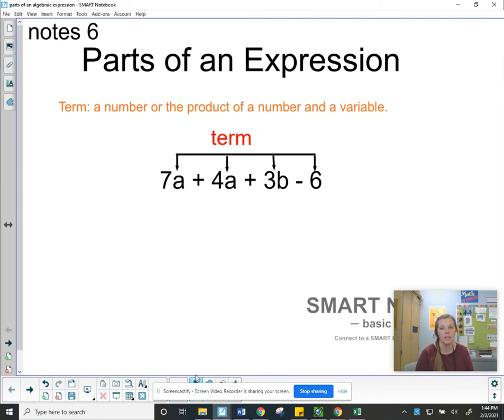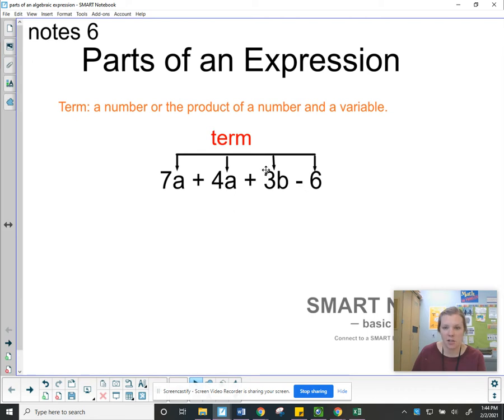Our overall goal is to be able to simplify expressions, which means to combine like terms and write it in a simpler way. And so in order to do that, we need to have some vocabulary words that we can use common language when we're discussing expressions. So I have 4 vocabulary words for us to go through.